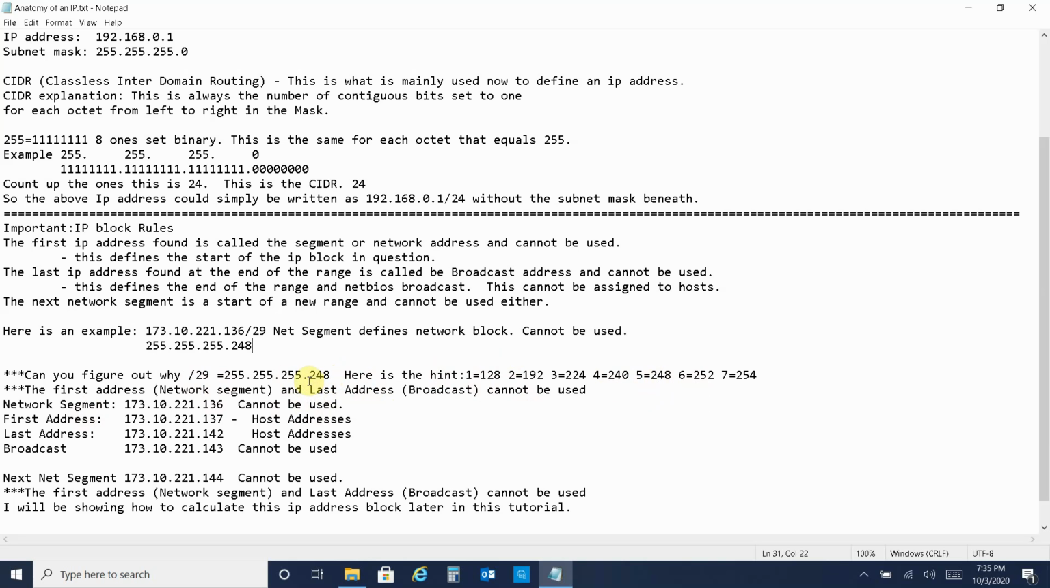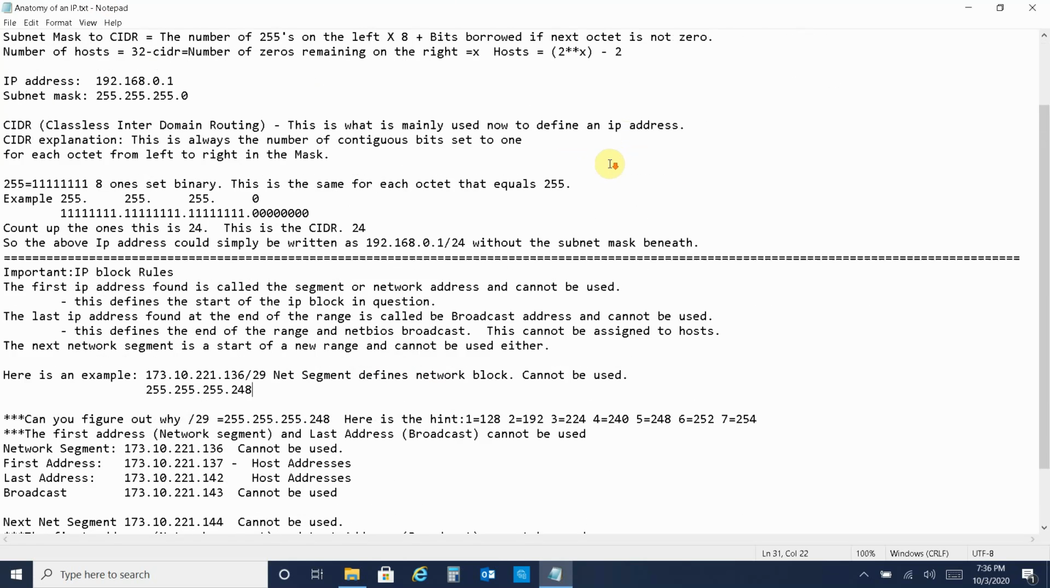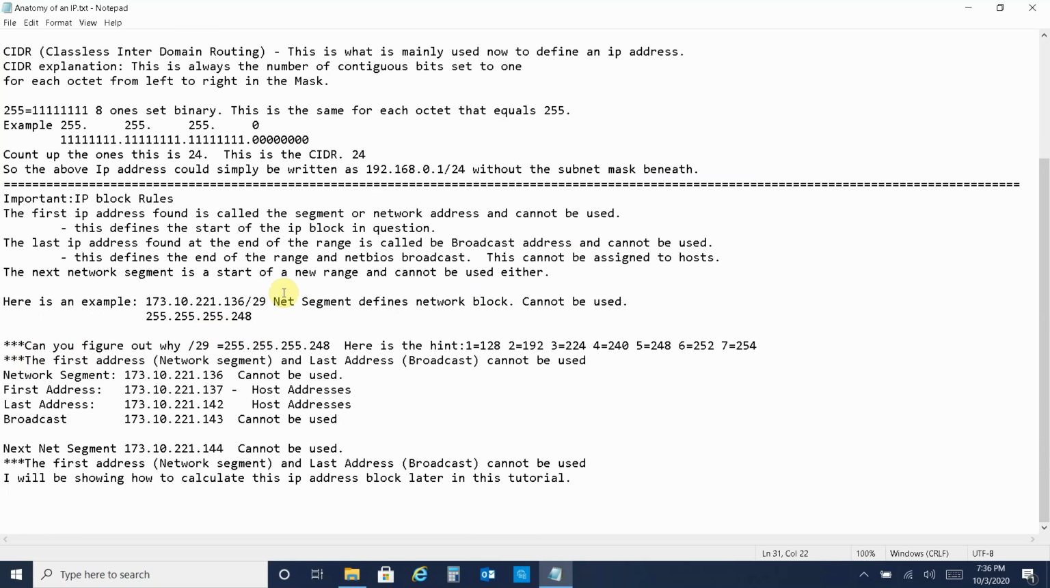5 of these are taken up by 5 ones. We got 3 zeros left over. So we'll get into that in a minute. If you go back up here, if you really want to know, you can see we had 3 zeros. So it'd be 2 to the 3rd power minus 2. 2 times 2 is 4 times 2 is 8, minus 2. That gives us 6 hosts that we can use for this. So we already know the amount of hosts just by doing that.